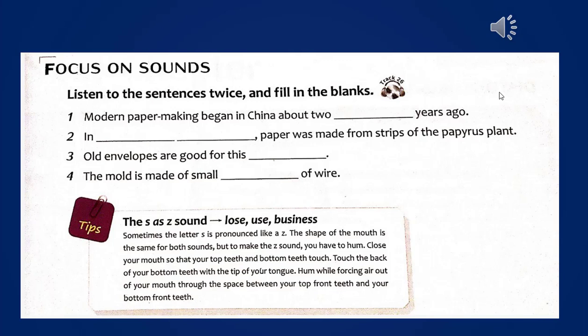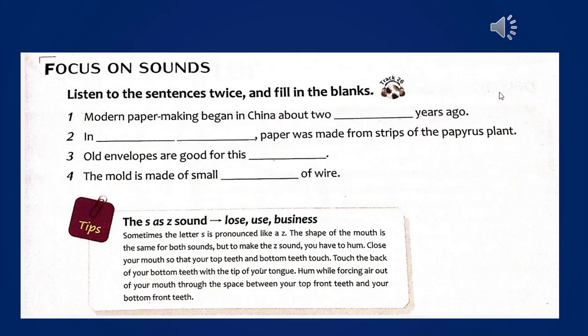Okay, so in this practice we focus on the sound letter S and letter Z, and the S here has a Z sound, like lose, use, and business. Okay, we sound like this. Even if it finishes with letter S, we can say loss or use. Okay, it sounds like letter Z like that. So sometimes the letter S is pronounced like Z.